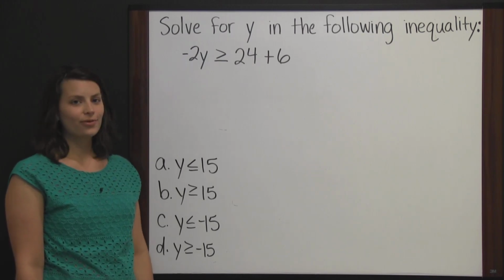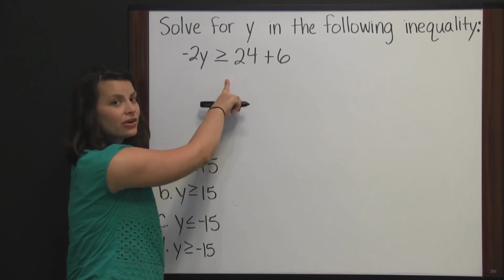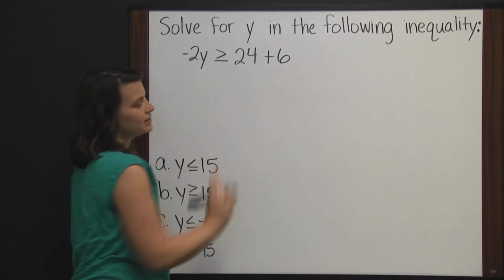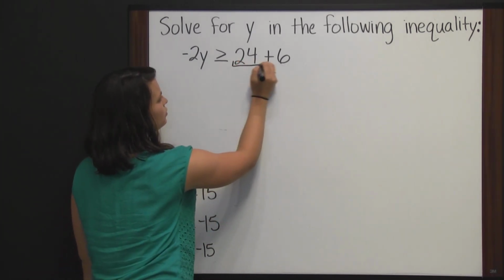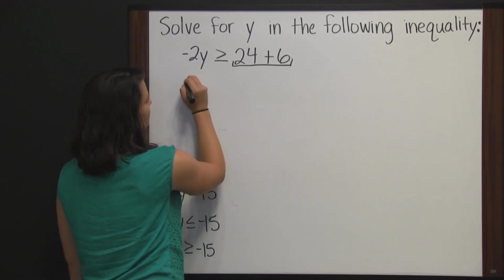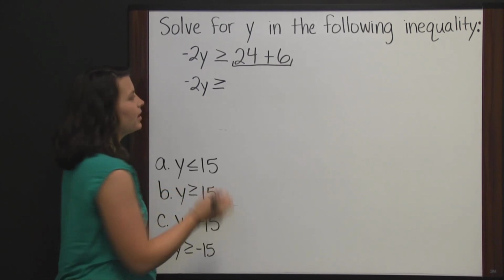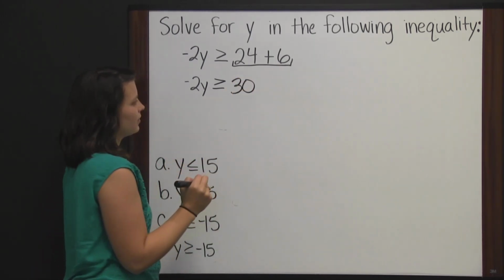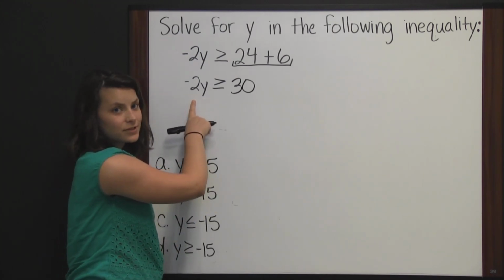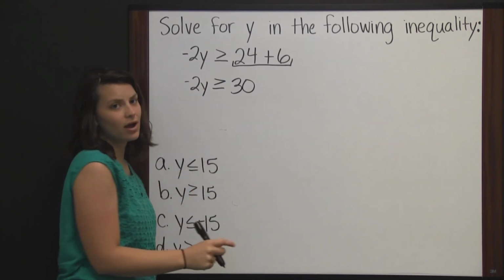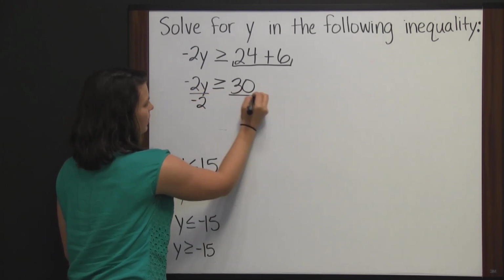Solve for y in the following inequality. Negative 2y is greater than or equal to 24 plus 6. So the first thing we want to do is combine these like terms, 24 plus 6. So we have negative 2y is greater than or equal to 30. To solve for y, we need to divide by a negative 2. Since we have negative 2 times y, to undo that and get y alone, we divide both sides by -2.